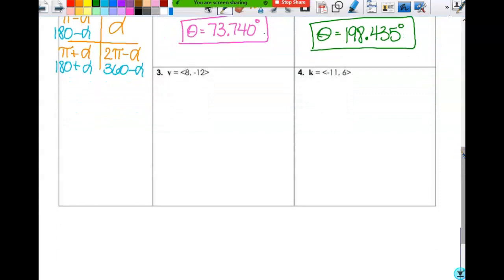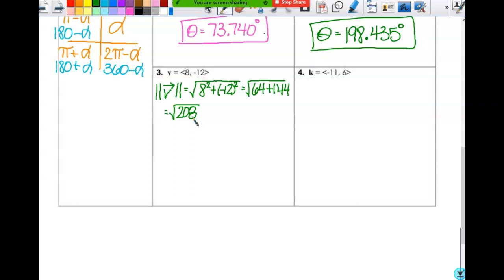I want to find the magnitude first. It's going to be the square root of 8 squared plus -12 squared. It's the square root of 64 plus 144. So that gives me the square root of 208. Should I leave it like that? No, I should try and simplify it, right?